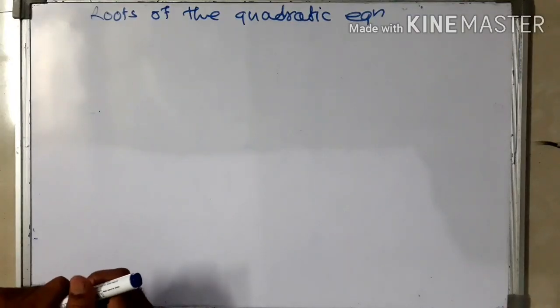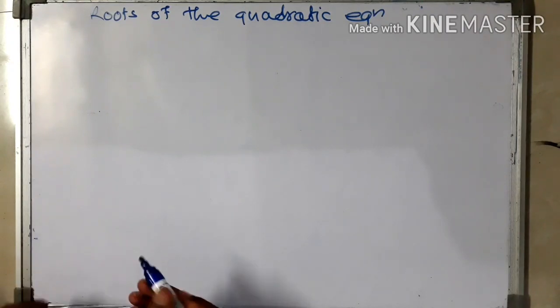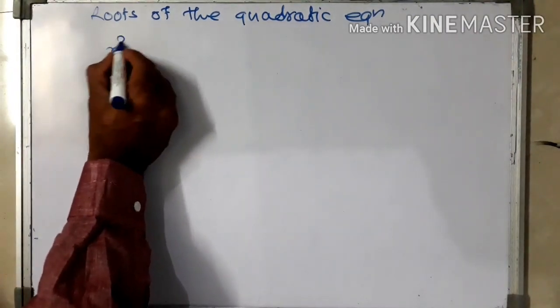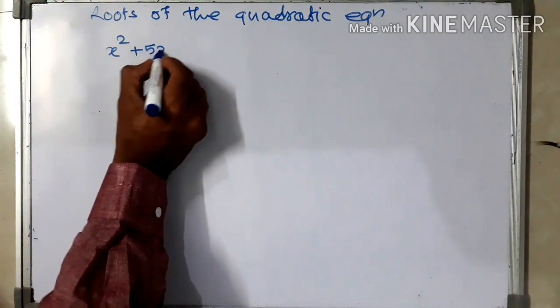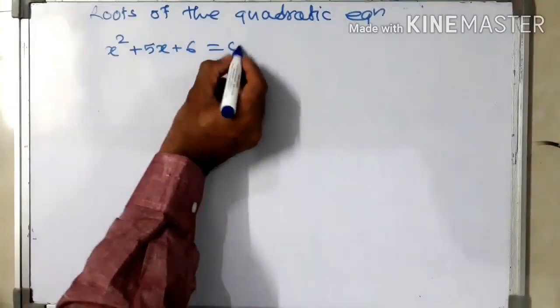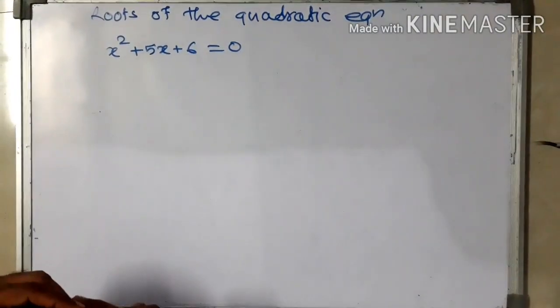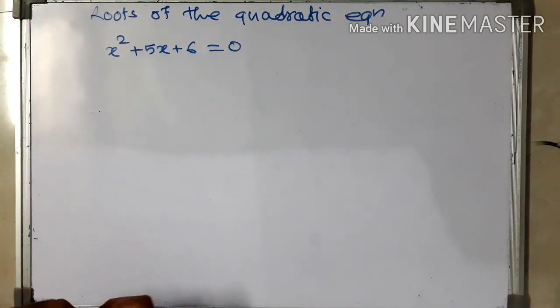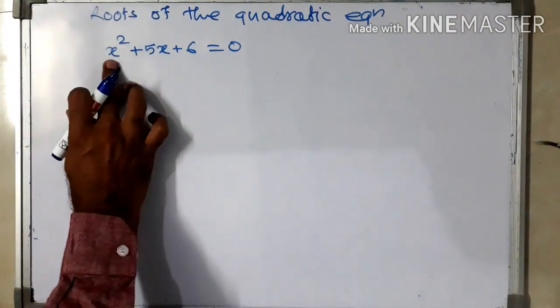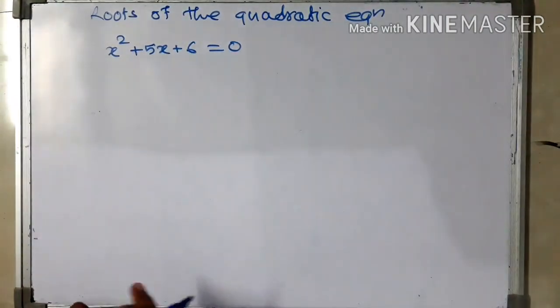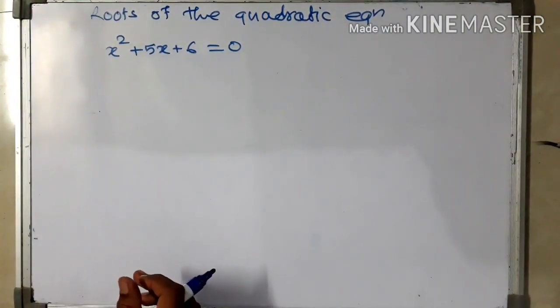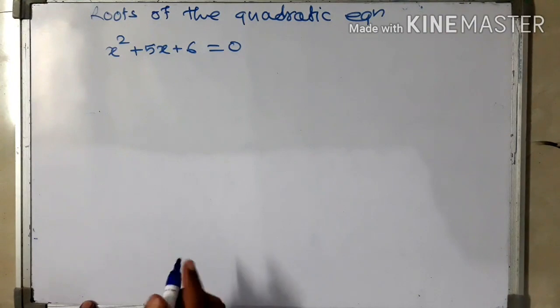Let us see the next concept, roots of the quadratic equation. This is a quadratic equation. Now, what is a root? Root means the value of the variable which satisfies the given quadratic equation. That means when we substitute the value of the variable in that equation, both sides are equal, then that value is called a root of the quadratic equation.